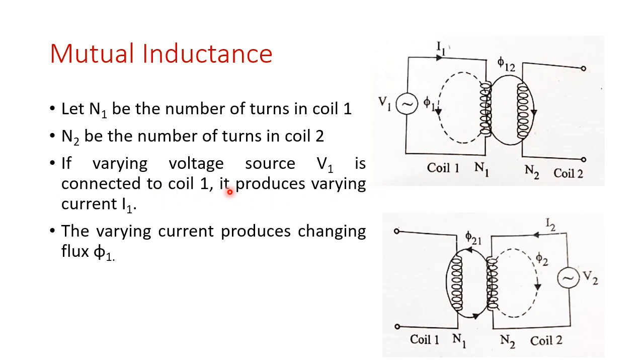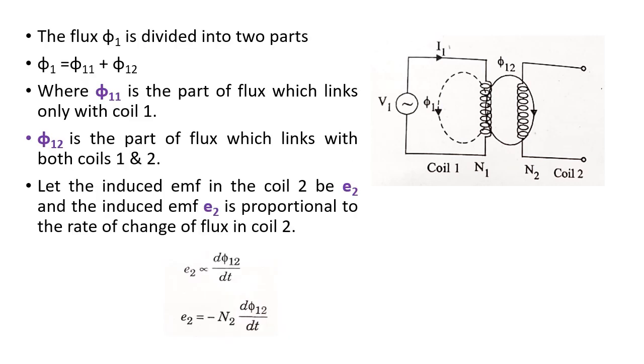Since the voltage source is varying, it produces a varying current. The current will be varying, and the flux will also be varying. The varying current produces changing flux. Thus the flux is divided into two parts: phi 1 is equal to phi 11 plus phi 12.